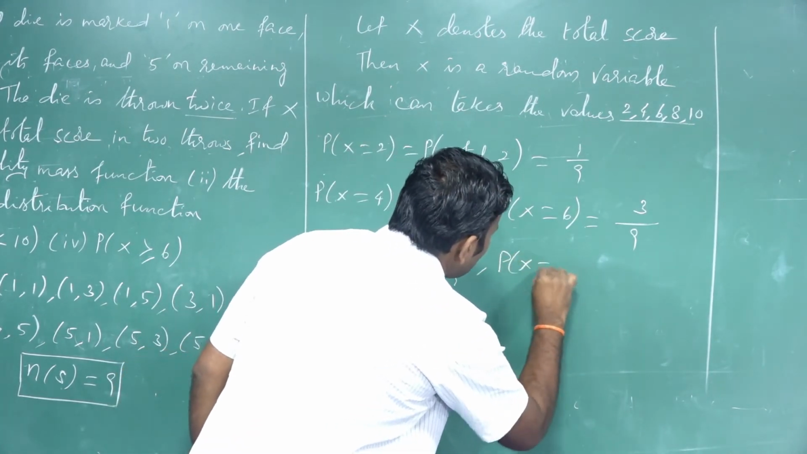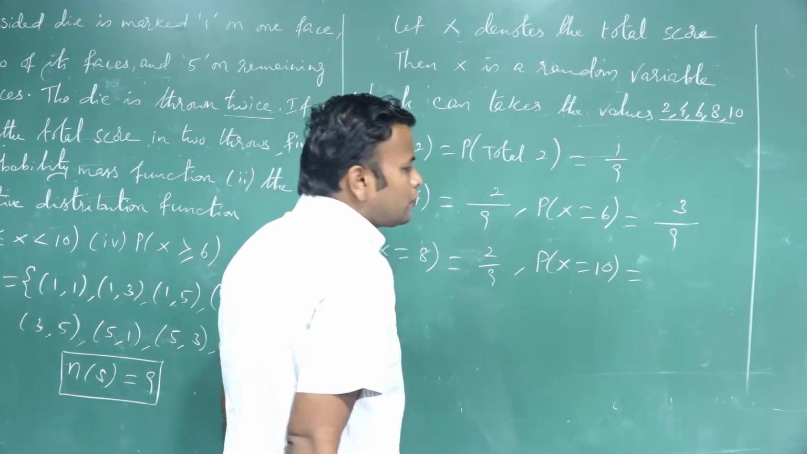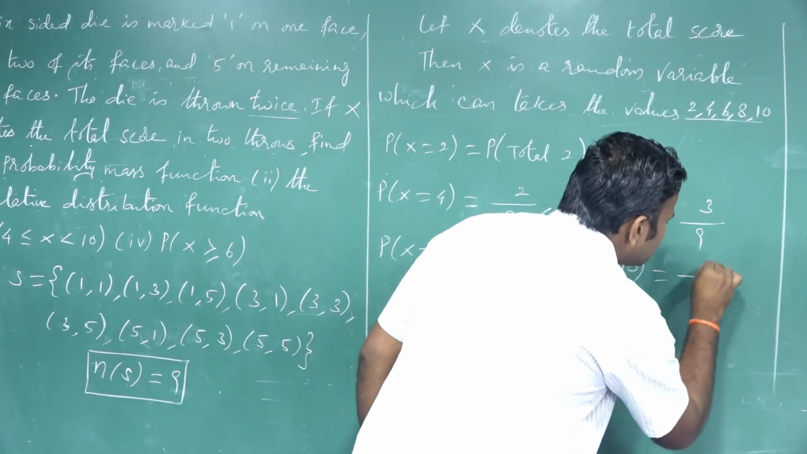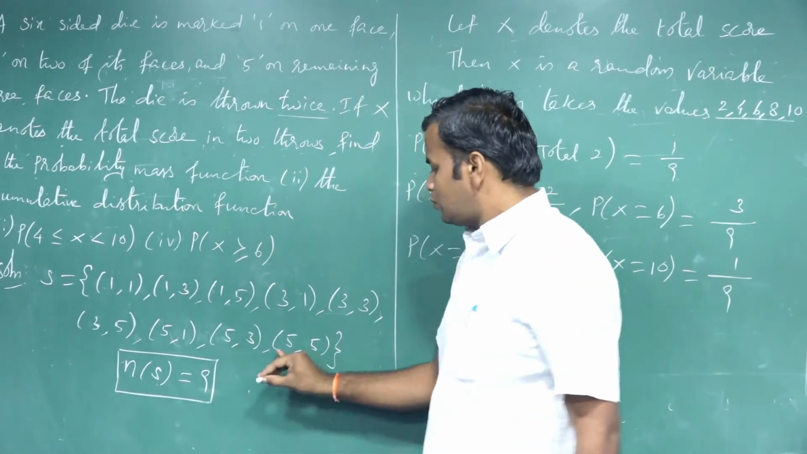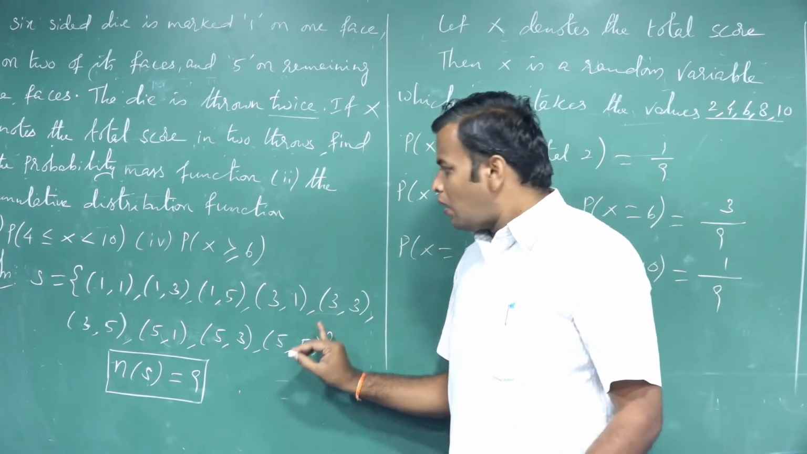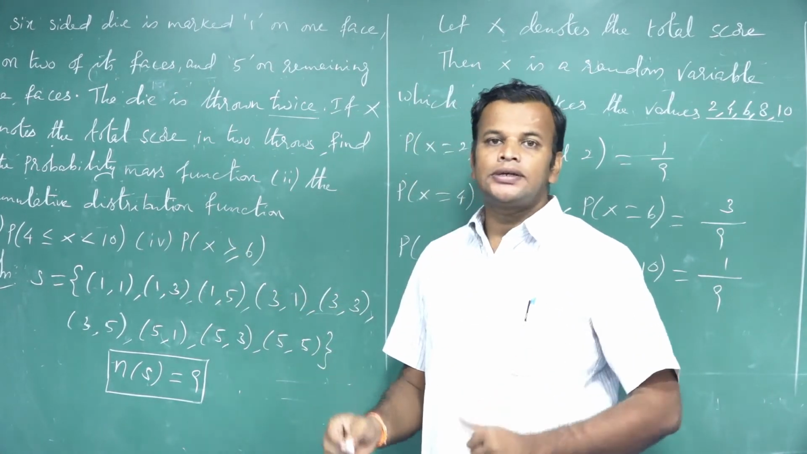And last, P of x is equal to 10. I write just 1, because 5, 5 is the only one that gives 10. All the remaining values are less than 10.